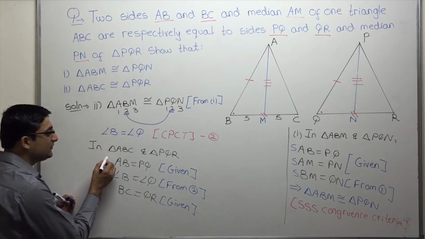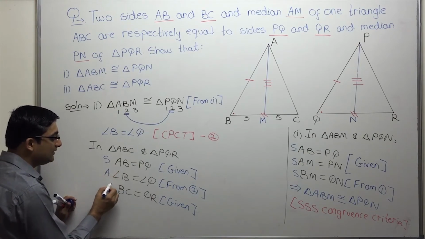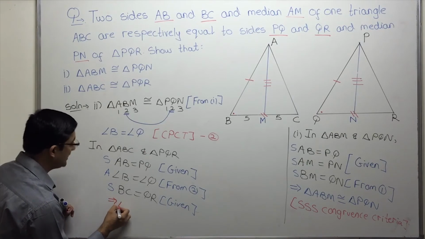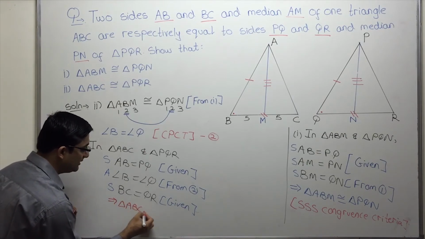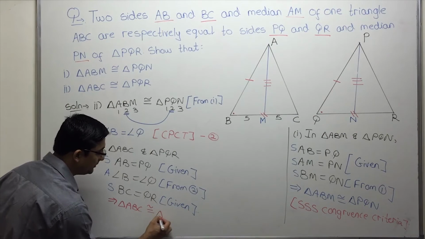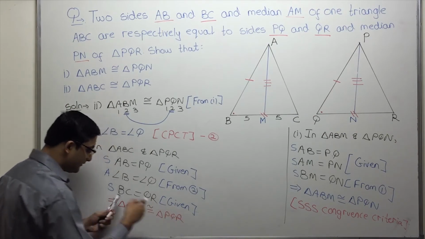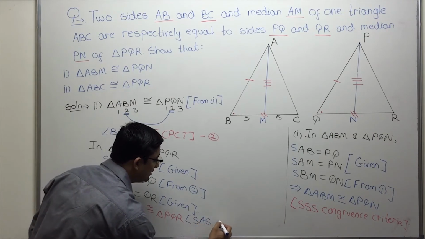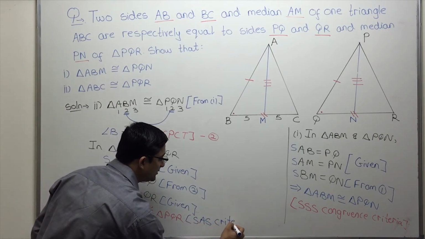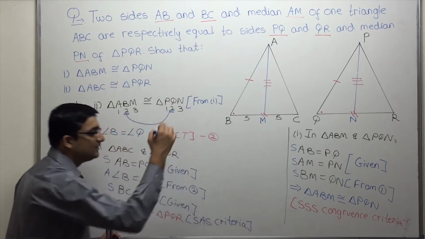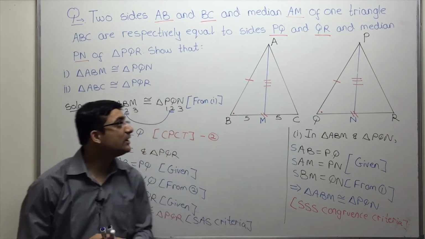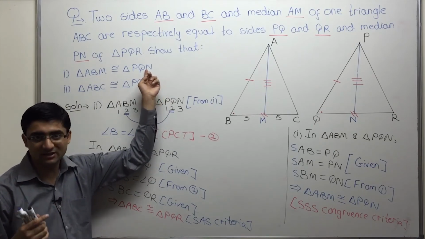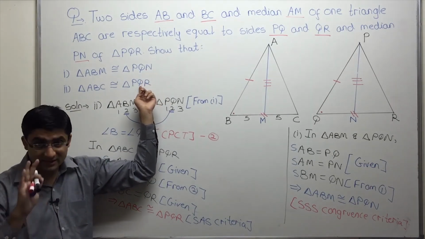So what is the criteria we've used? Side, included angle, and side. So by SAS criteria, the two triangles are congruent. So this implies triangle ABC is congruent to triangle PQR. You can mention in brackets SAS congruence criteria. Hence proved. So remember, whenever you have two parts in a question, chances are pretty high you'll have to get CPCT from the earlier parts, which will be used in the other parts. That's a good tip, right?